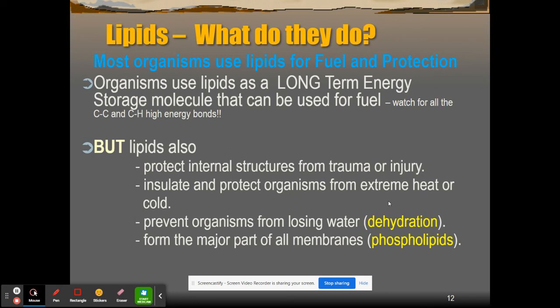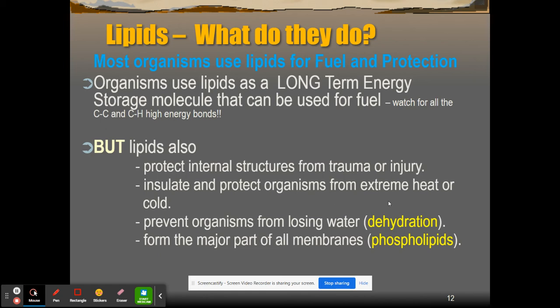Lipids are also a long-term energy. They're long, whereas carbohydrates are short-term energy. Lipids stick around for a long time, and they are a fuel molecule, but they also are protection for internal structures. We've got padding around our hearts and padding around our spine and our internal organs so they don't bonk into each other and do damage.